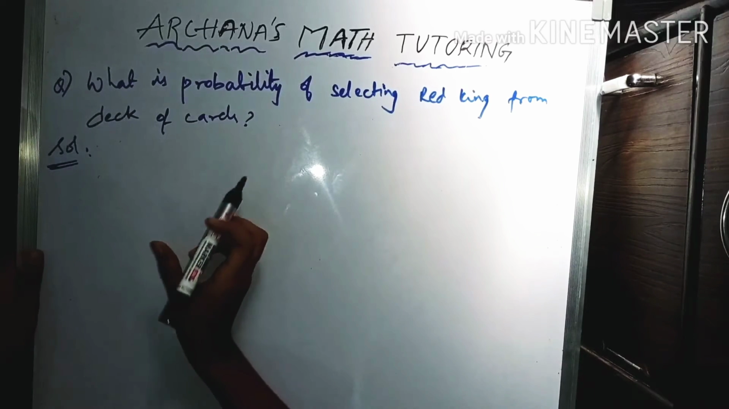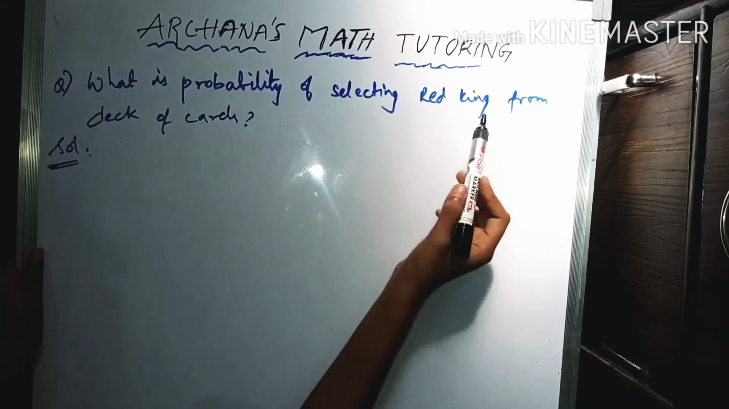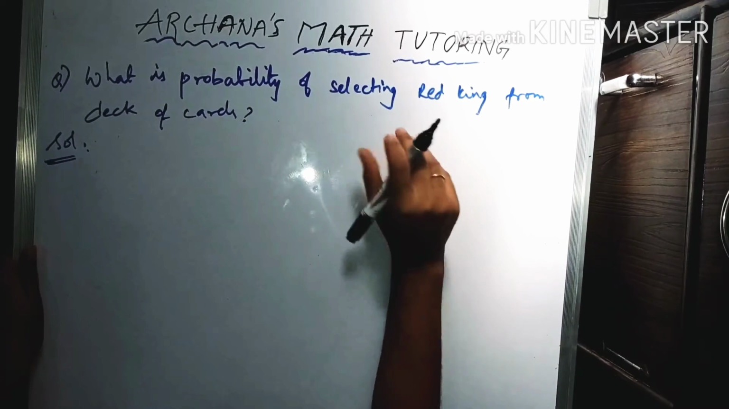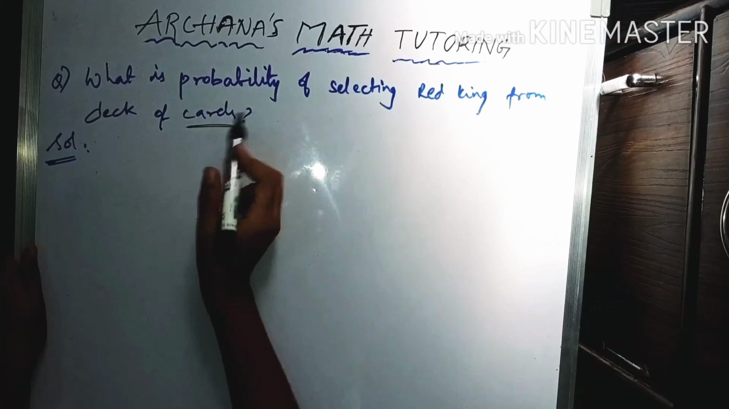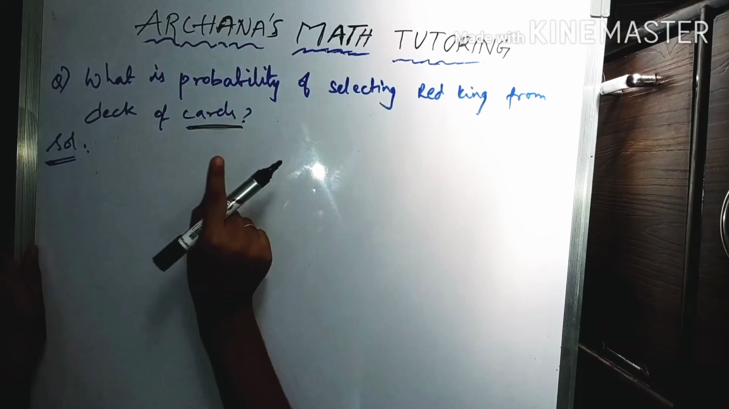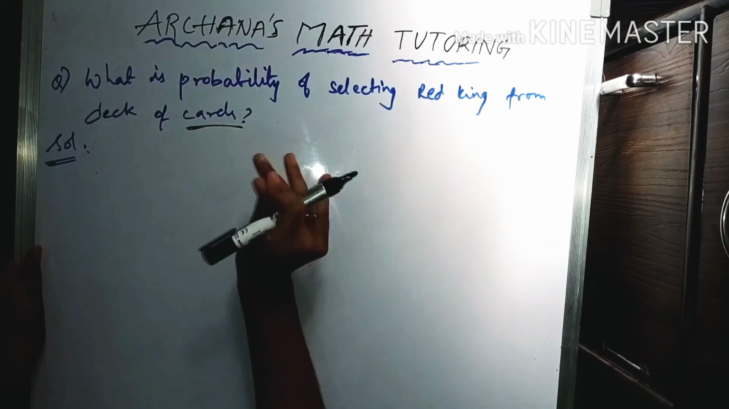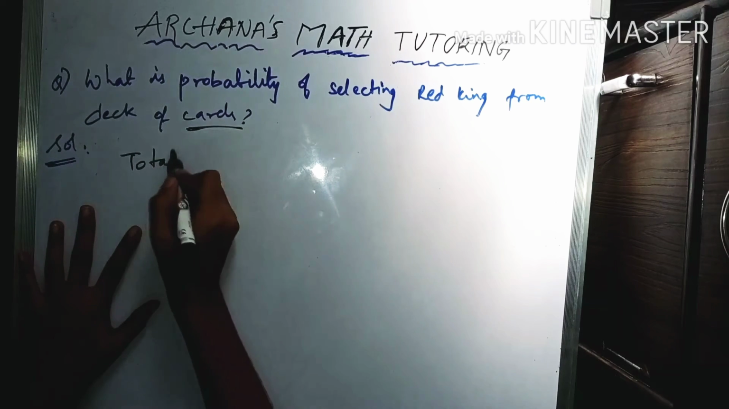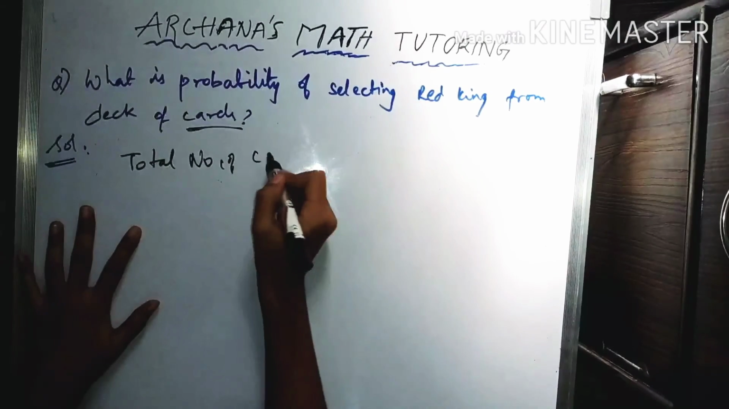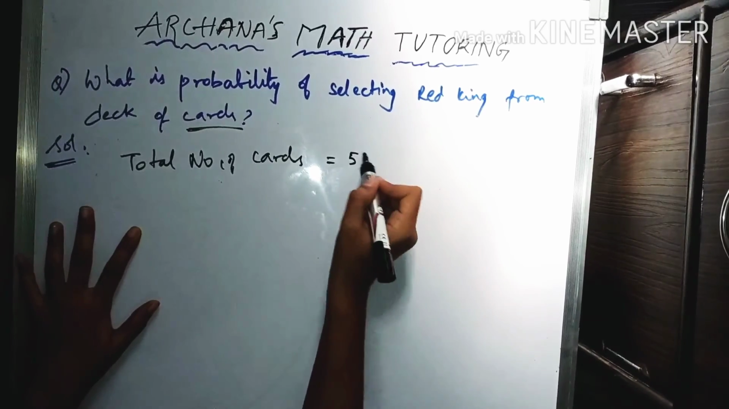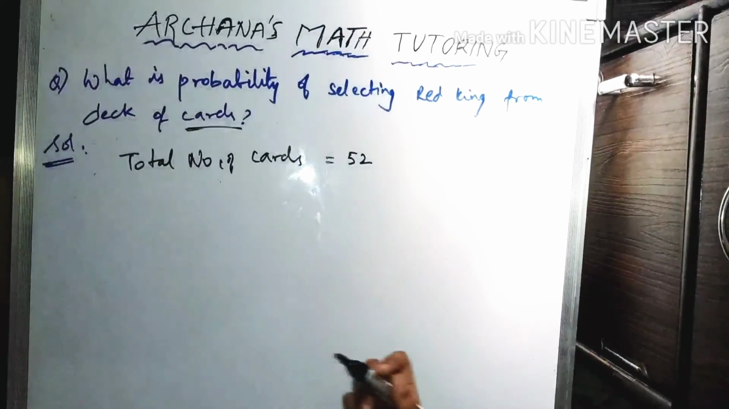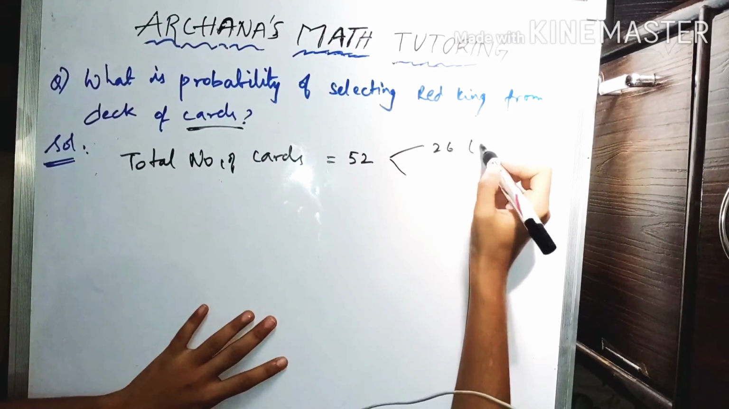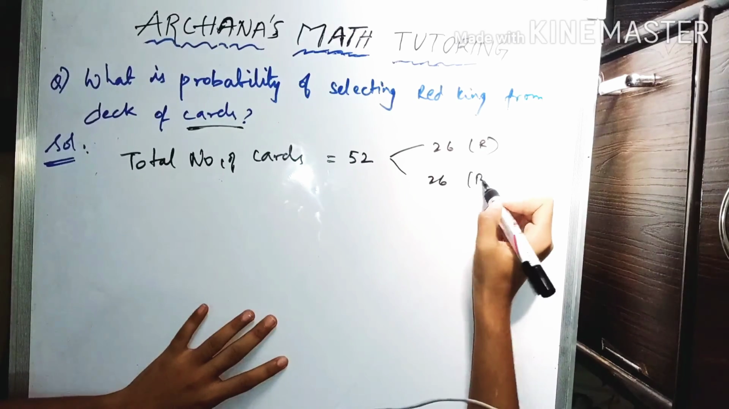So moving on to the next problem. What is the probability of selecting a red king from a deck of cards? So we are given a deck of cards. I already explained about cards in my previous video. I'll attach the link. If you haven't seen that video, do see it, so that you can understand the basics of cards and solve these problems very easily. There are totally 52 cards available in the deck of cards. So among these 52, 26 are red cards and 26 are black cards.